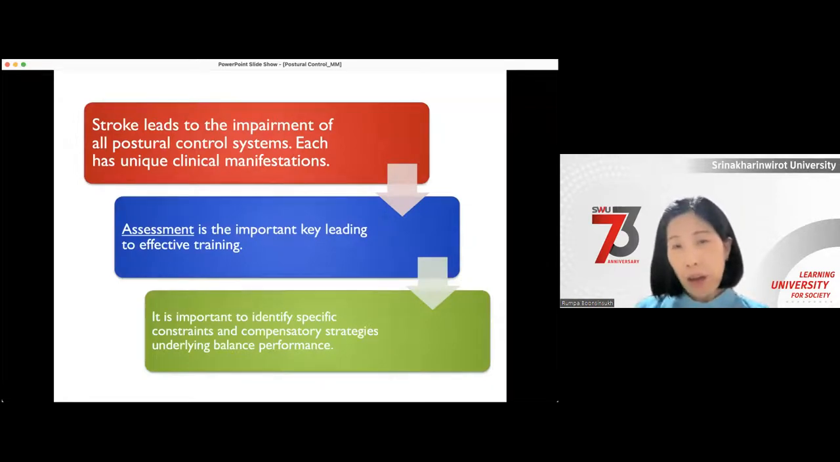So all this information, okay, tells you that a stroke leads to impairment of all postural control systems, and each system has a unique clinical manifestation. They have different symptoms. So assessment is very important because it will give you the idea on how to plan the treatment, specific treatment that can help the patient in the specific domain of postural control.